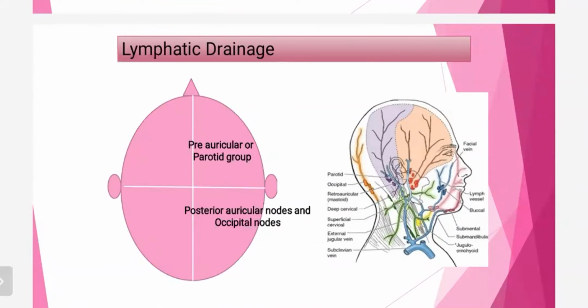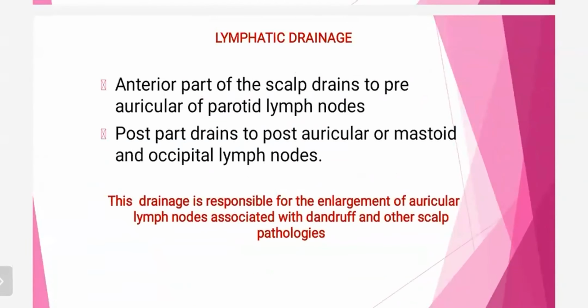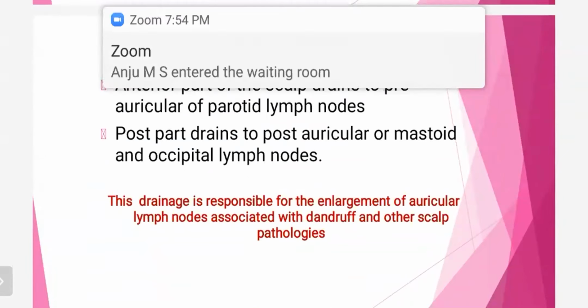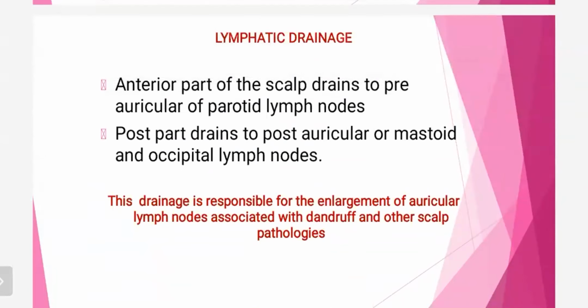So when there is scalp inflammation, or some dandruff, or any such pathology manifesting in the scalp, then there is a high chance that lymphadenopathy can be seen in the preauricular, posterior auricular or occipital nodes, which will be enlarged. So to confirm pathology like dandruff or skin inflammation in the scalp, we can use the lymphadenopathy, which commonly occurs as preauricular or posterior auricular lymphadenopathy. This lymphatic drainage is responsible for the enlargement of auricular lymph nodes associated with dandruff and other scalp pathology. So recurrent lymphadenopathy in a child is highly suspicious of dandruff and skin inflammations in the scalp.